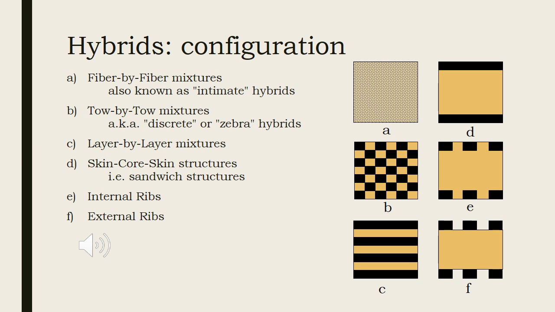Skin core skin structure, or a sandwich panel, is a hybrid material made of three layers: a low density core and a thin skin layer bonded to each side. Sandwich panels are used in applications where a combination of high structural rigidity and low weight is required.